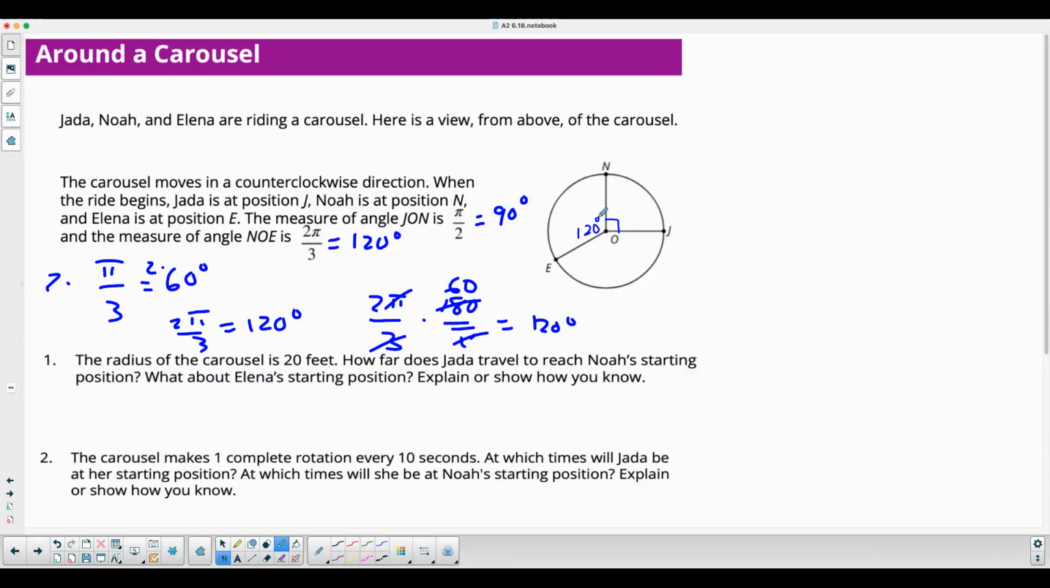Okay. So the radius of the carousel is 20 feet, so I'm going to go ahead and mark that. How far does Jada travel to reach Noah's starting position? So how far? Now, a lot of people want to put pi over 2 radians, which is correct. She does travel pi over 2 radians, but it wants to know how far.